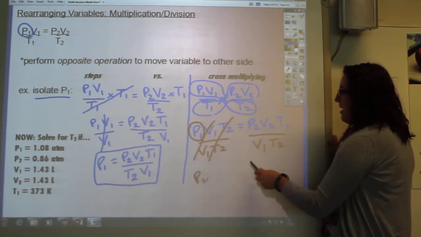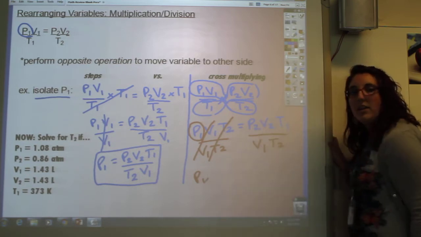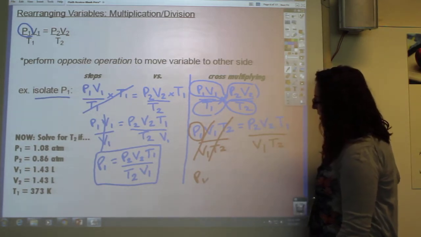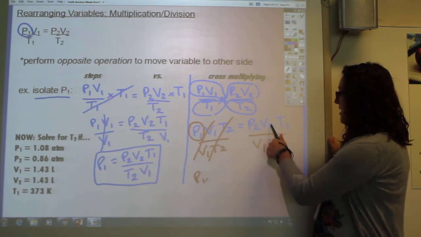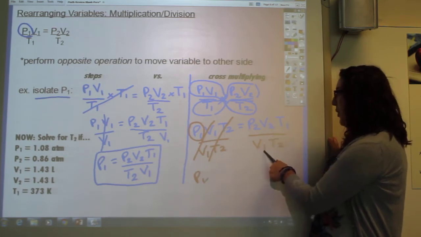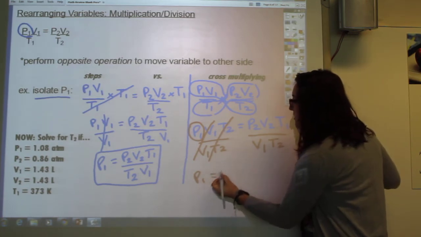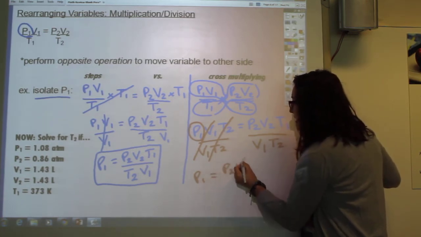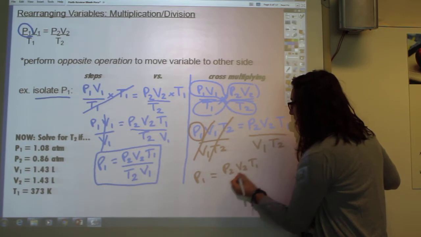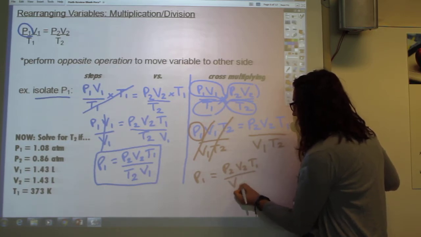Now on the right side, are any of these going to cancel? They're not, because this V is V2, this one is V1. This is T1, this is T2. None of these are going to cancel. So that means our answer will be P2, V2, T1 over V1, T2.